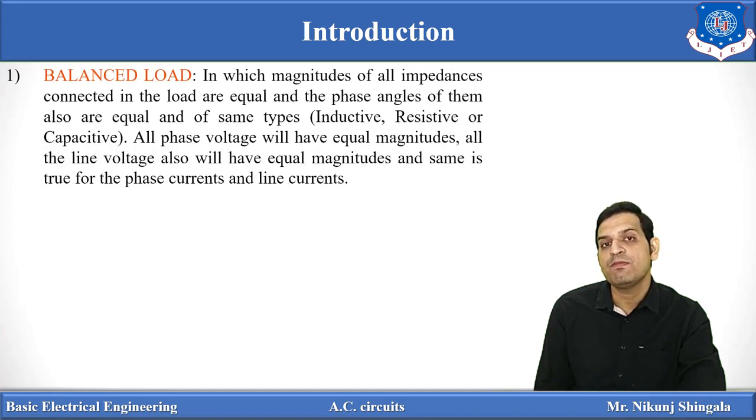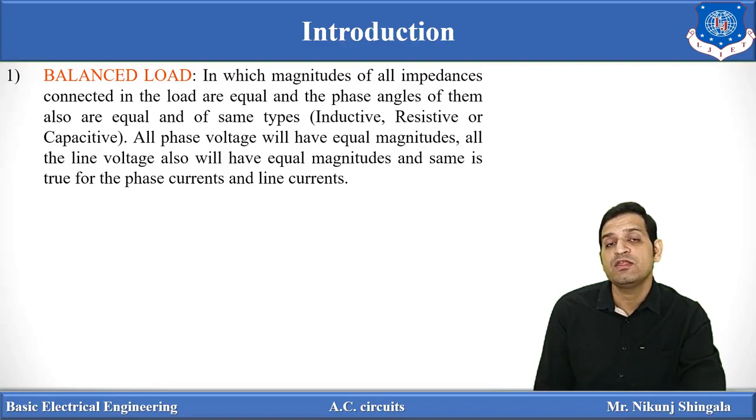Now, there are two types of three-phase load: balanced load and unbalanced load. Load may be of star or delta type, but it is of two types, balanced load or unbalanced load. Now, which is a balanced load? The balanced load is one in which the magnitude of all three load impedances are equal. The phase angle between them is also equal. All the loads are of the same type, that is either inductive, resistive or capacitive.